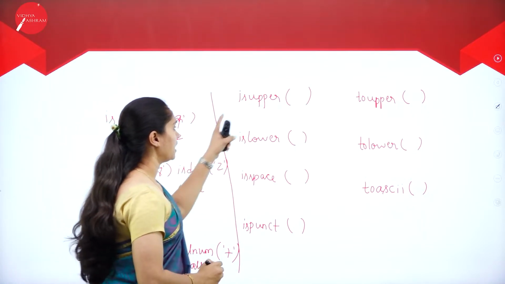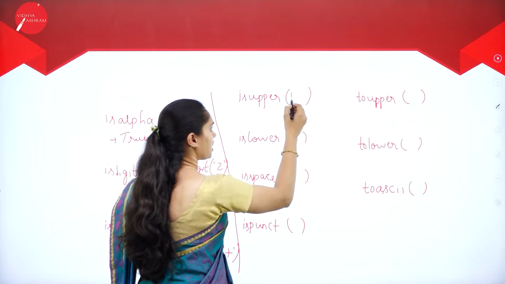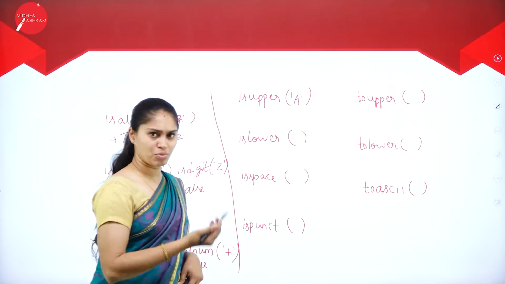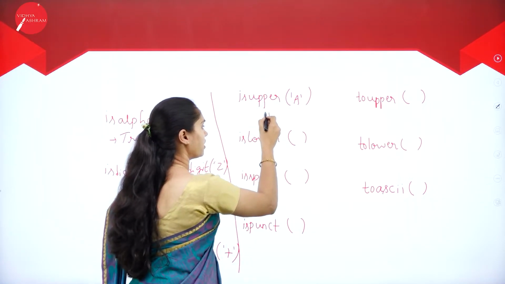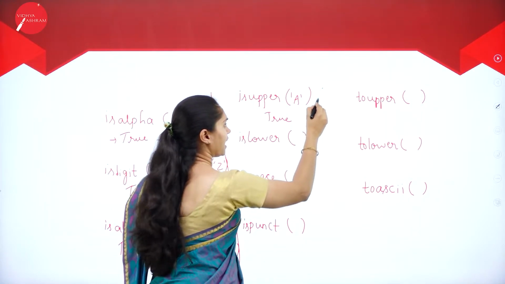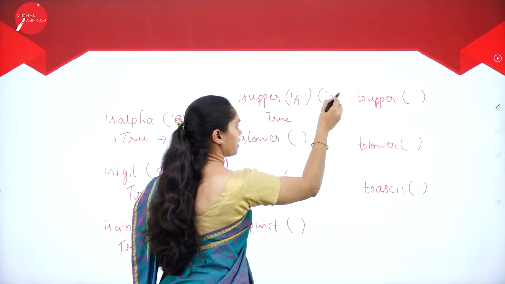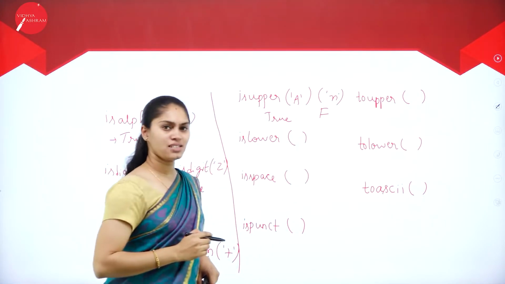So here we have is upper. I'm checking whether the value I'm giving is upper or not. So I have inputted a character called A. Is it in uppercase? Yes. So it will return the value called true. If I take any value like a small letter n, is it in uppercase? No. At that time, it will return false.